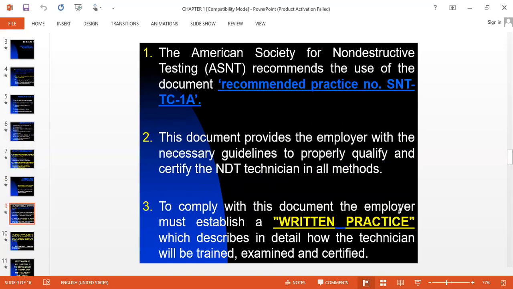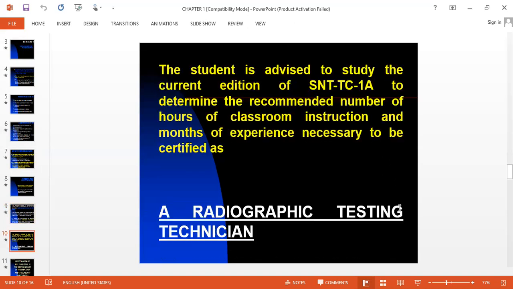The American Society for Non-Destructive Testing (ASNT) recommends the use of a document as recommended practice SNT-TC-1A. This document provides the employer with the necessary guidelines to properly qualify and certify the NDT technician in all methods. To comply with this document, the employer must establish a written practice which describes in detail how the technician will be trained, examined, and certified. The student is advised to study the current edition of SNT-TC-1A to determine the recommended number of hours, classroom instruction, and months of experience necessary to be certified.